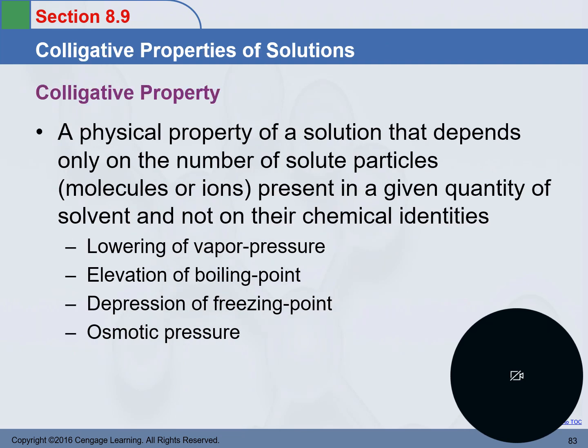Section 8.9 deals with colligative properties, and this is a set of properties of a solution that depends on the number of solute particles present in a given quantity of solvent and not their chemical identities. So things that can happen with colligative properties: we can lower the vapor pressure, we can elevate the boiling point, we can depress the freezing point, and we can change the osmotic pressure.